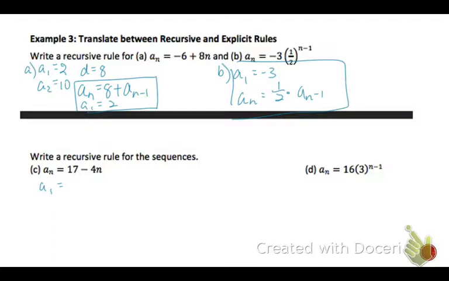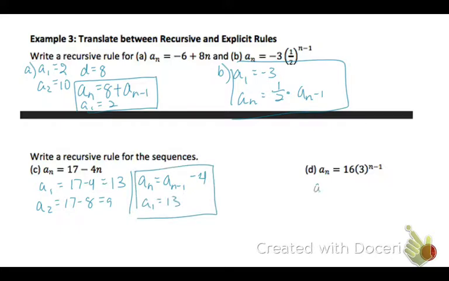All right, now C, I've got an explicit rule for this arithmetic sequence, and I want to write a recursive rule. So I'm going to look at the first two terms. So I plug in 1 and get 13, 2 and get 9. So I can see that my difference is 4. I'm subtracting by 4. So for my recursive rule, I take the term that came before and I subtract 4, and then I give my first term that I'm starting at, which is 13.